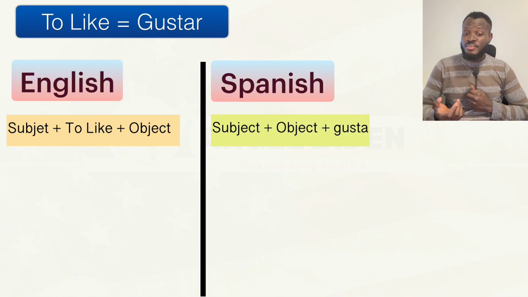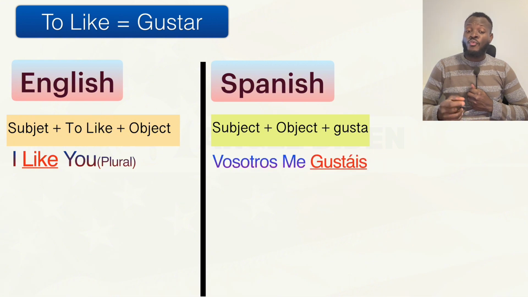Okay? It's the same pattern: subject plus indirect object plus the verb. I like you, but this you is going to be the plural you in English. In Spanish, it's going to be vosotros me gustáis. The verb is going to be conjugated with vosotros, with you, because it is literally saying, you please me. That's how you can interpret it in Spanish so you can understand it a lot better. Vosotros me gustáis.